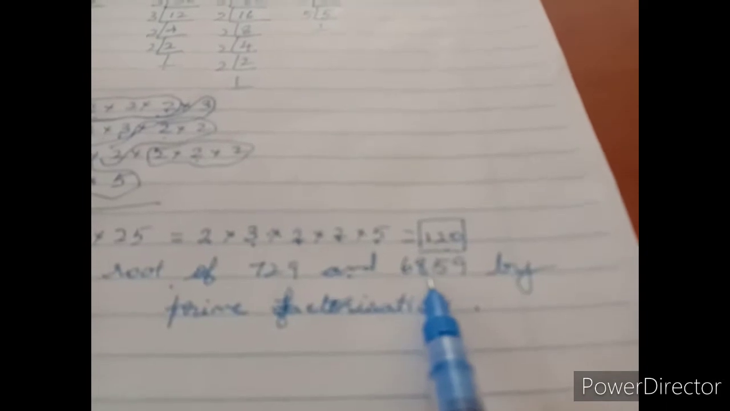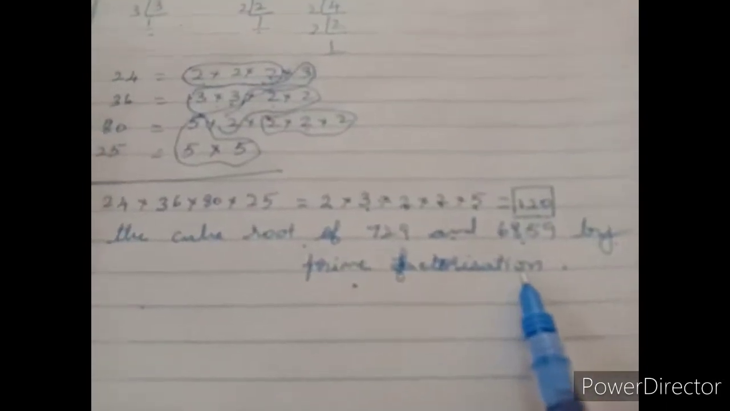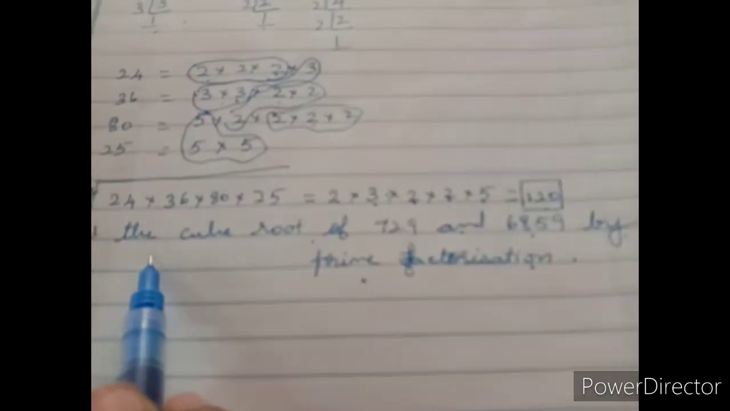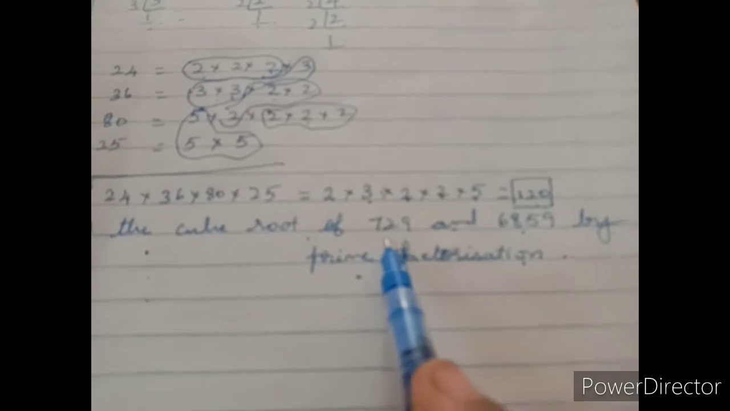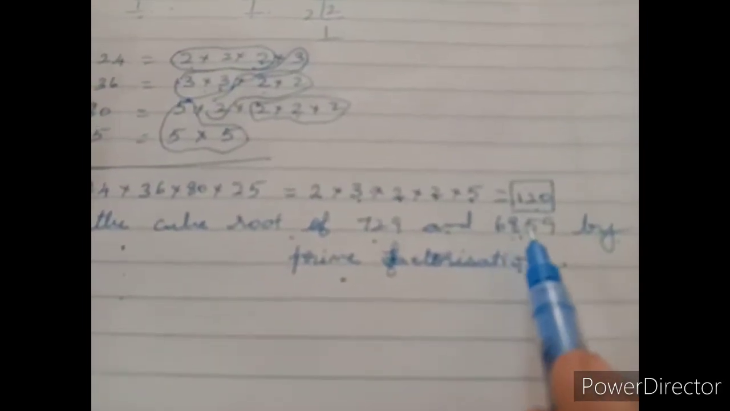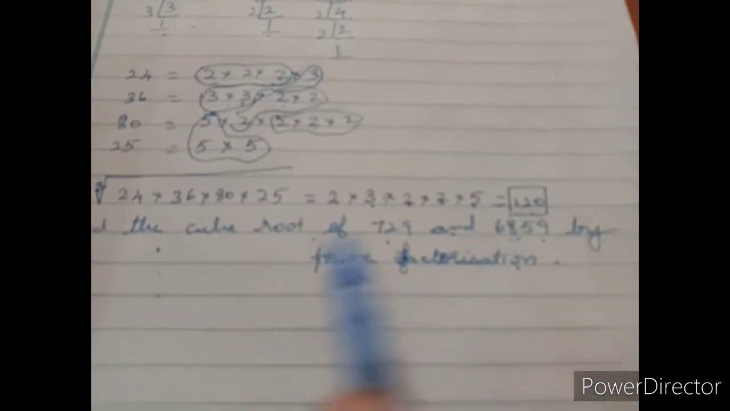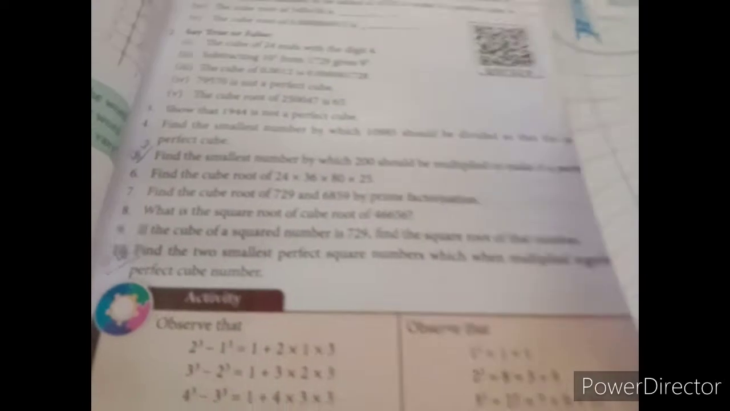Your 7th question is find the cube root of 729 and 6859 by prime factorization. So do the sum as homework. Take the factors of 729 and then the factors of 6859. Find the cube root. Now we'll move to the next question.